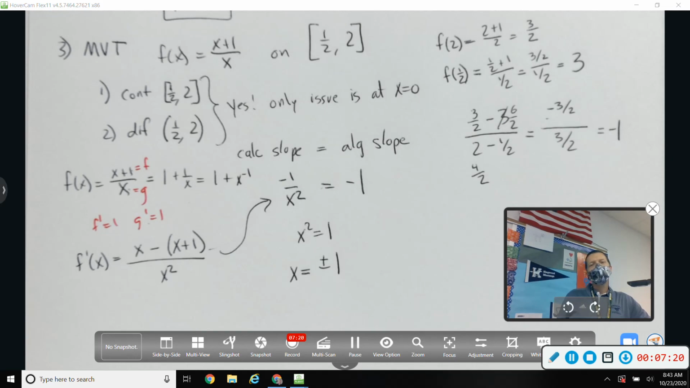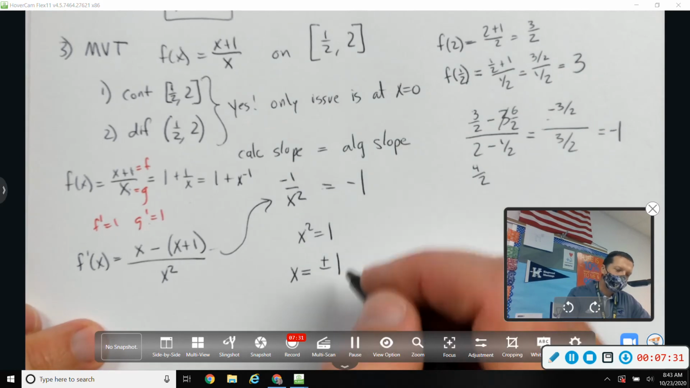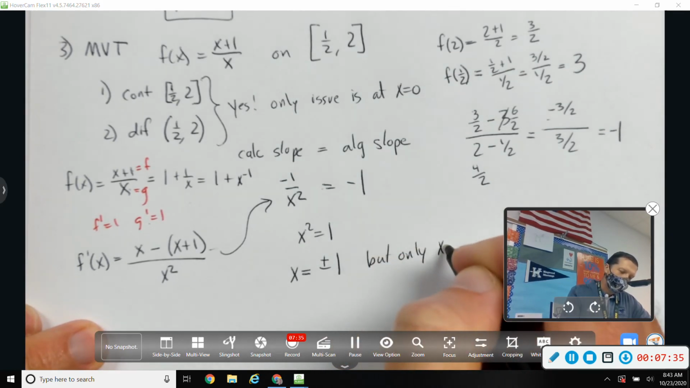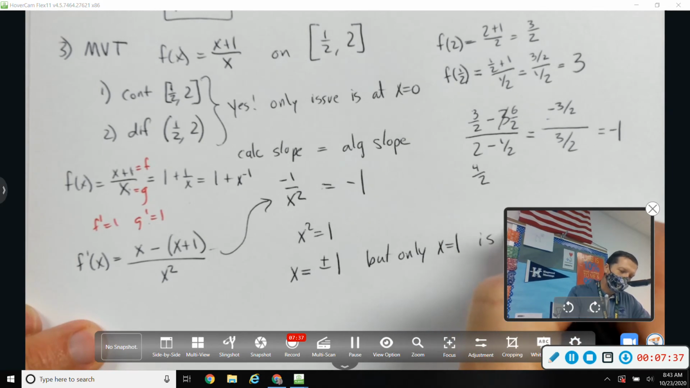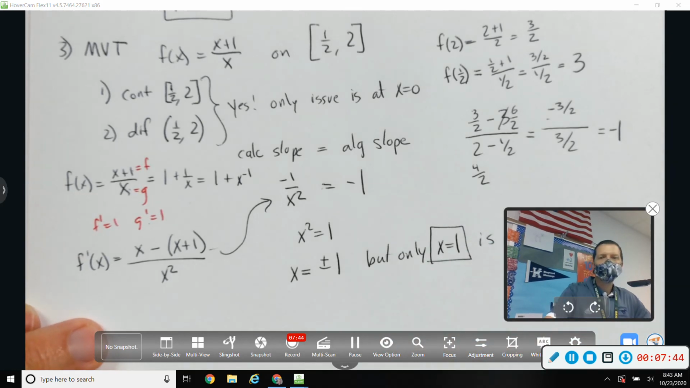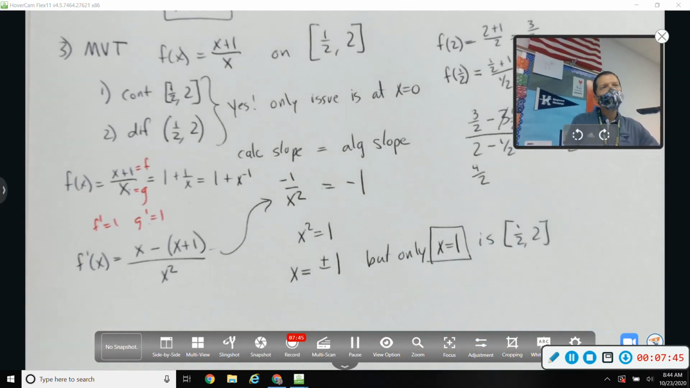And if you box that as your answer, you're going to lose a point, or maybe 2. What's wrong? Yeah, can't use negative 1. So only x equals 1 is in the interval that we were looking in. All right, Rolle's and MVT.